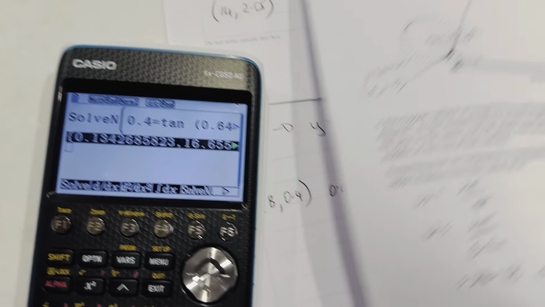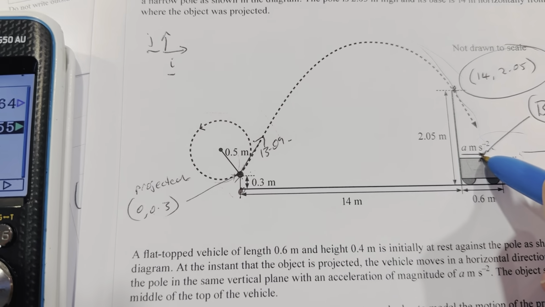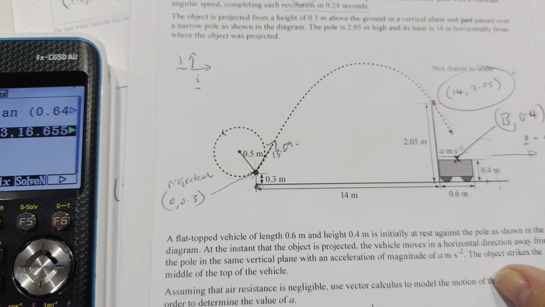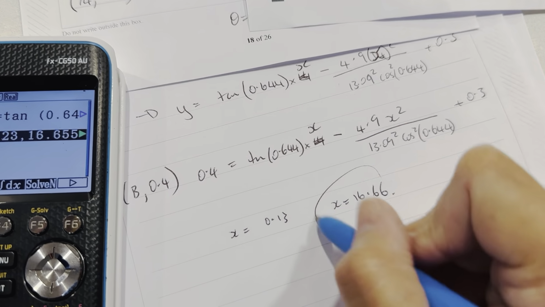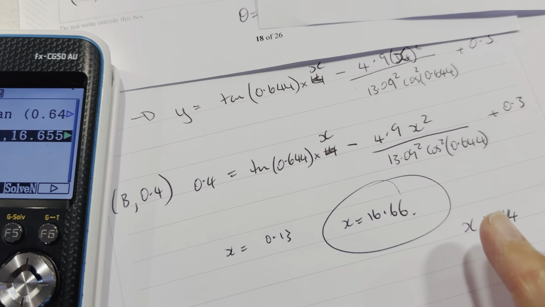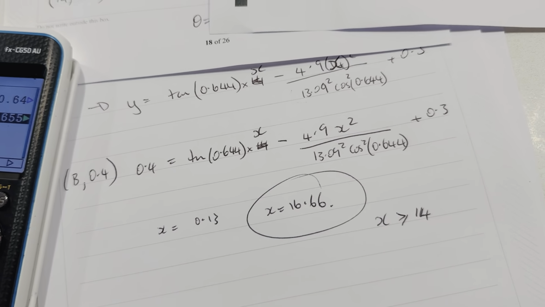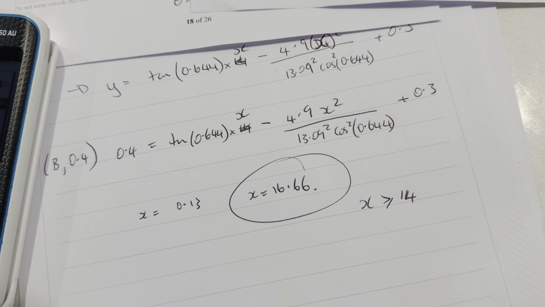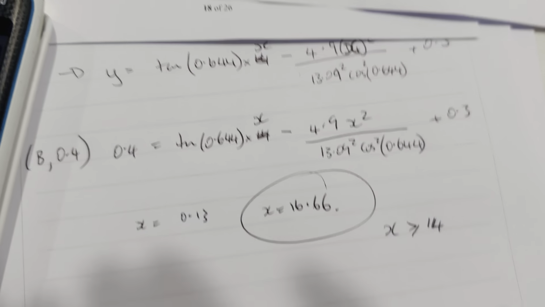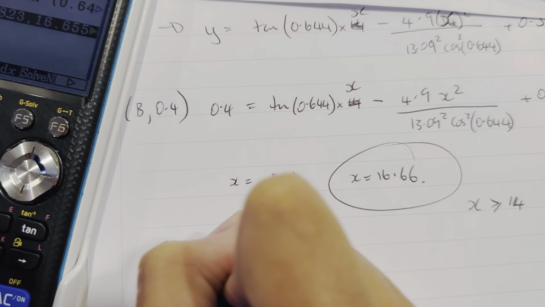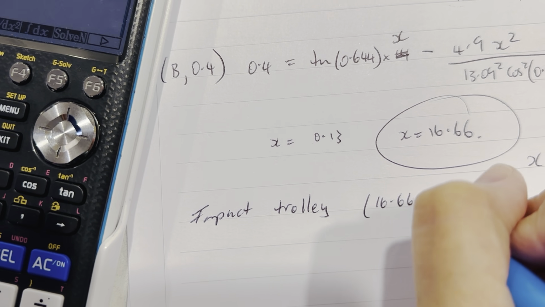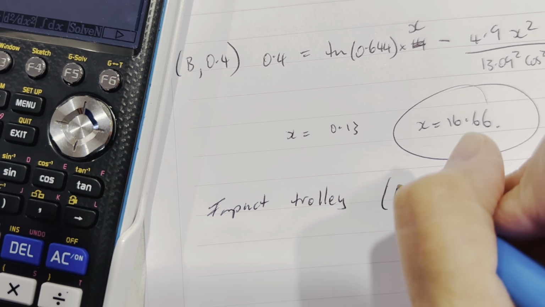If we look at our diagram, our point over here is beyond 14 metres, so therefore it must be this one, because x must be bigger than or equal to 14. So 16.66 is our landing spot, and that's where we impact. So our impact on our trolley is 16.66, 0.4.